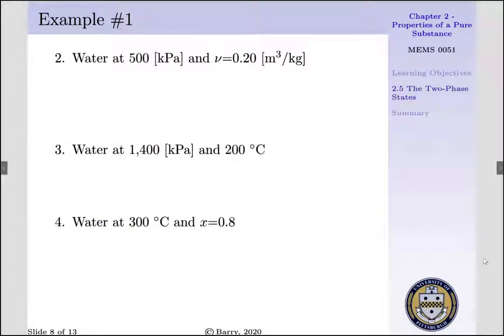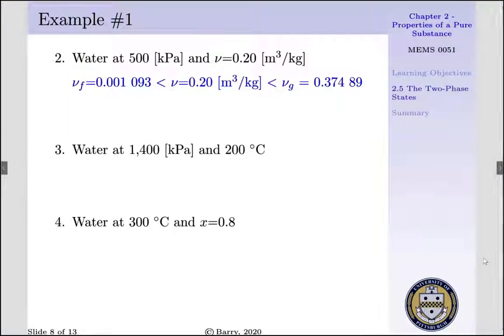Now, at state 2, say we have water existing at 500 kPa and a specific volume of 0.20 meters cubed per kg. If we consult table B.1.2 on page 780, we see that 0.20 meters cubed per kg is existing between our saturated liquid and saturated vapor specific volumes corresponding to 500 kPa. Our saturated liquid specific volume at 500 kPa is 0.001093 meters cubed per kg, and that of our saturated vapor is 0.37489 meters cubed per kg. Thus, we're existing between nu sub f and nu sub g along our line of constant temperature, constant pressure.